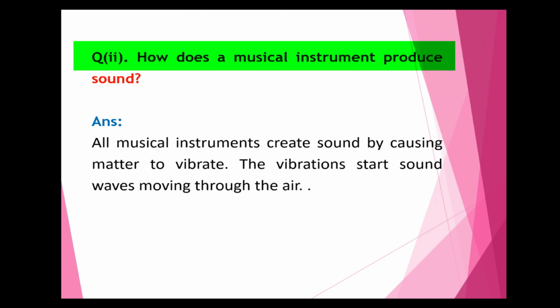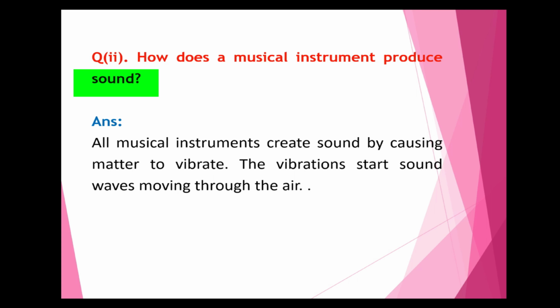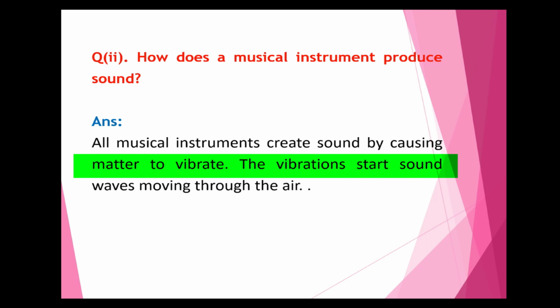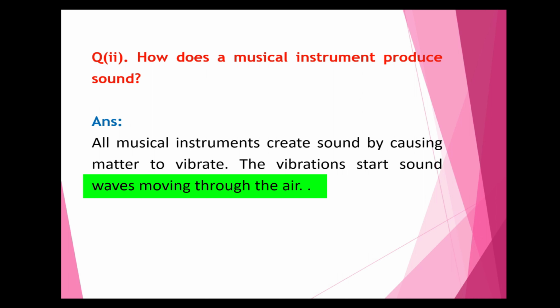Question number 2. How does a musical instrument produce sound? Answer. All musical instruments create sound by causing matter to vibrate. The vibrations start sound waves moving through the air.